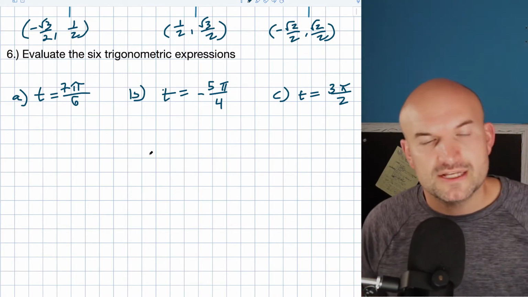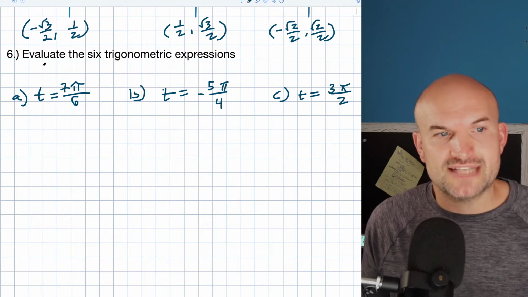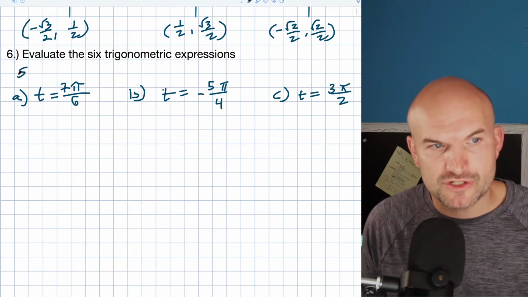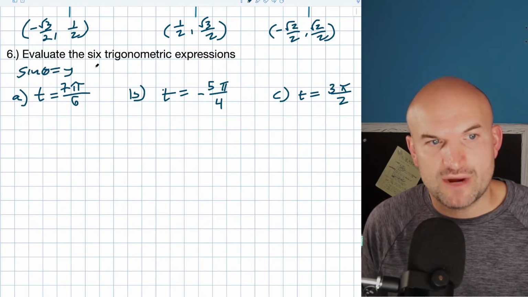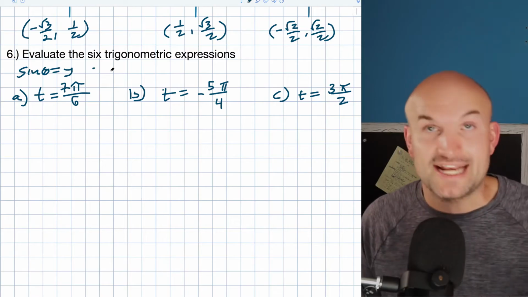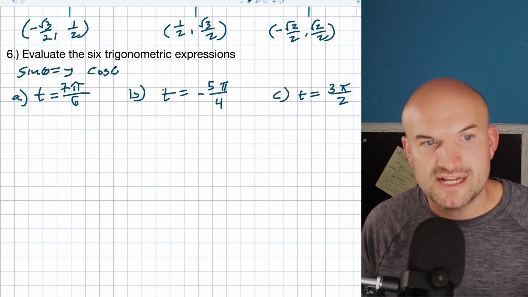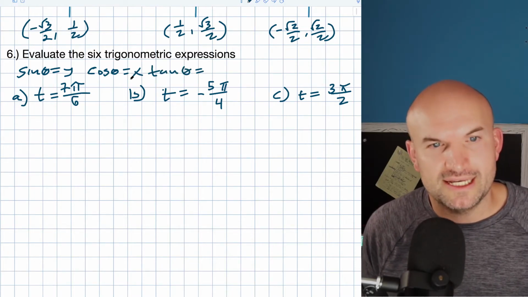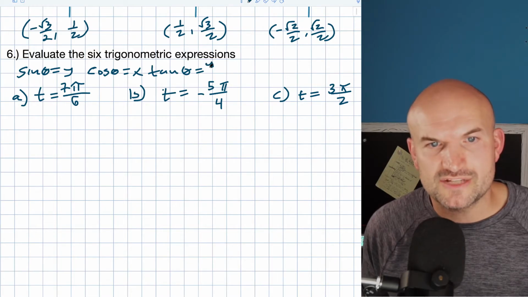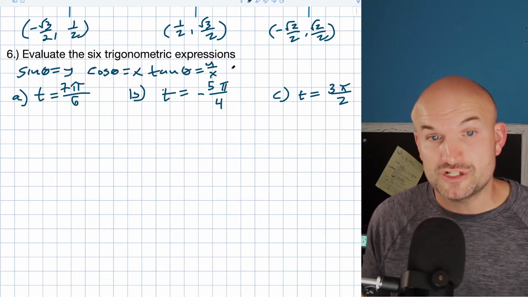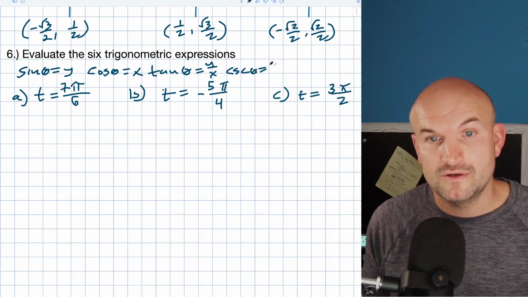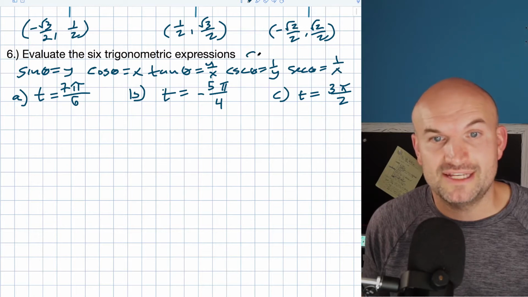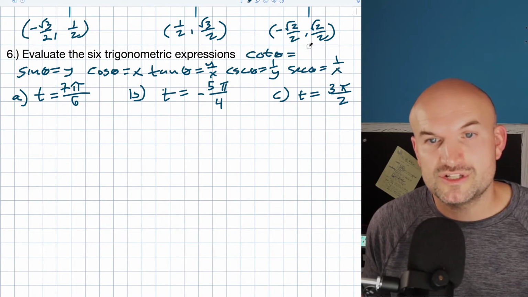So when we want to evaluate, what we need to understand is how we can use these angles to evaluate our trigonometric functions. Well, just remember sine of theta equals the y coordinate of any coordinate point on the unit circle. Cosine of theta represents the x coordinate, and tangent of theta is y over x. Then we have the reciprocal functions. So we have the cosecant of theta, which is 1 over y, secant of theta, which is 1 over x, and then we have the cotangent of theta, which is x over y.